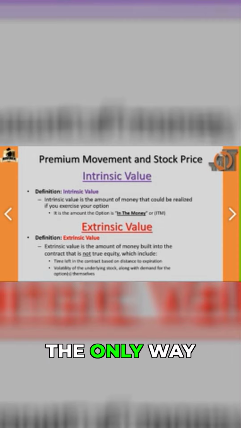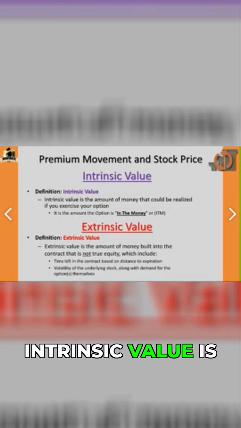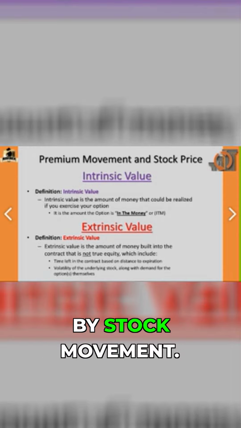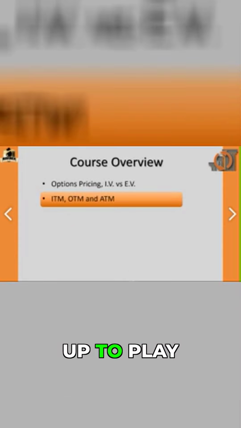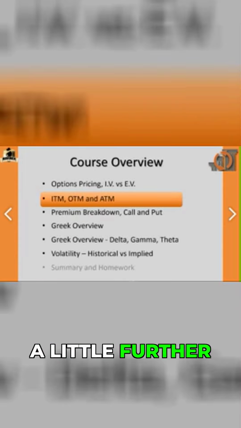In fact, the only way that you can change intrinsic value is by stock movement. Extrinsic value is affected by everything else. And that'll come into play here, folks, as we get going a little further in this class.